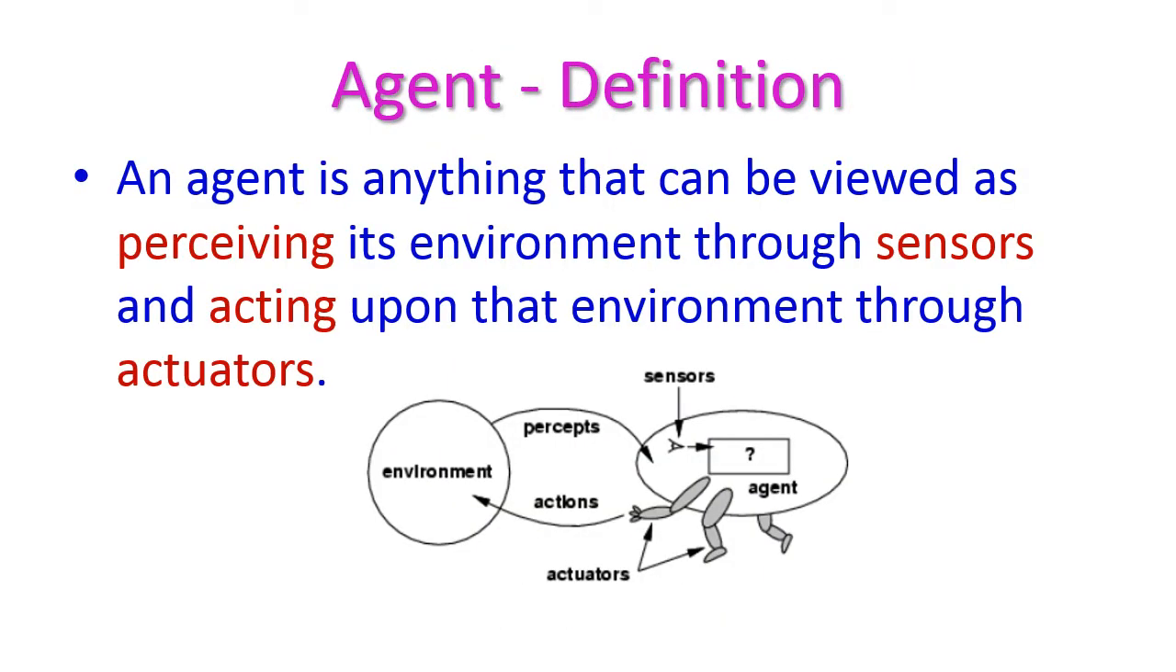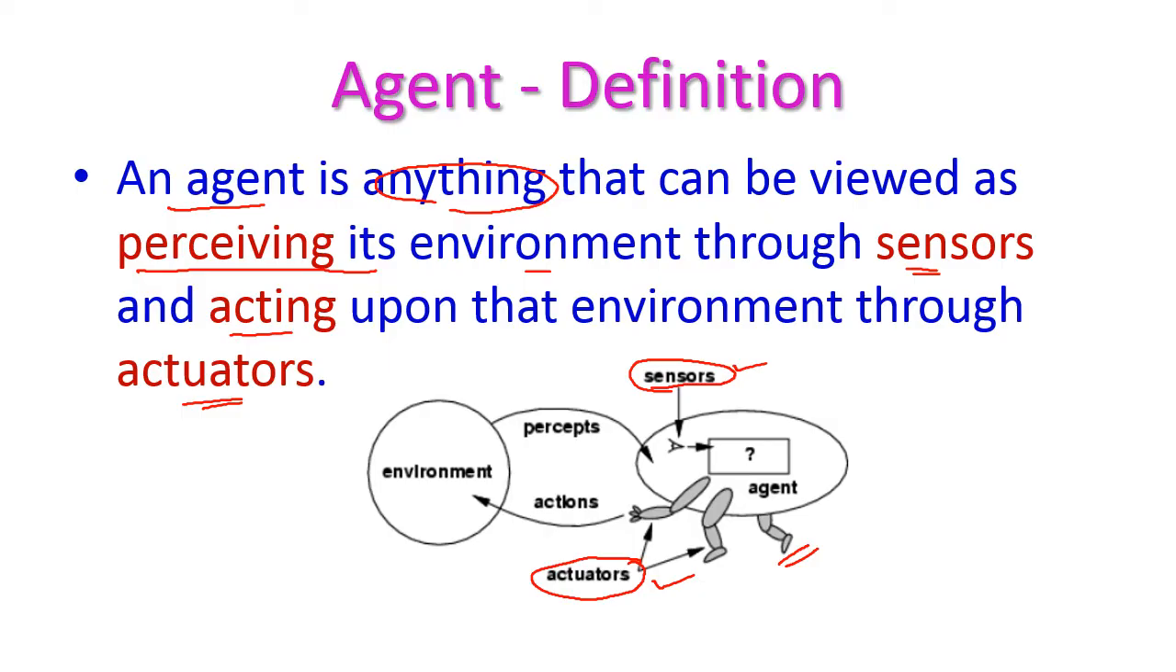All these topics will come under the first unit, problem solving. First let us see the definition of agent. An agent is anything that can be viewed as perceiving its environment through sensors and acting upon the environment through actuators. So this is an agent. Agents should have sensors and actuators.